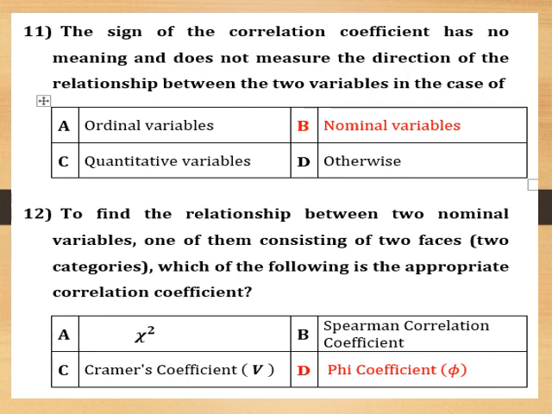Number 12, to find the relation between 2 nominal variables, one of them consisting of 2 faces or 2 categories, which of the following is the appropriate correlation coefficient? In nominal data where one of the variables has only 2 faces, we use the phi coefficient. Correct answer D.